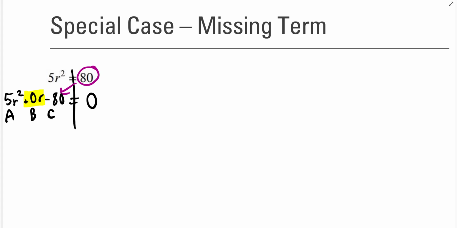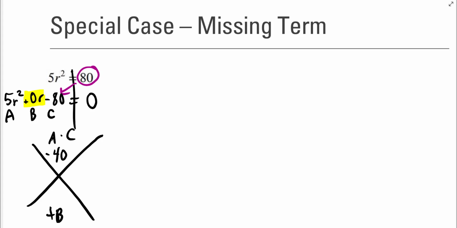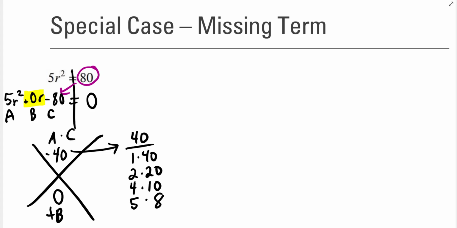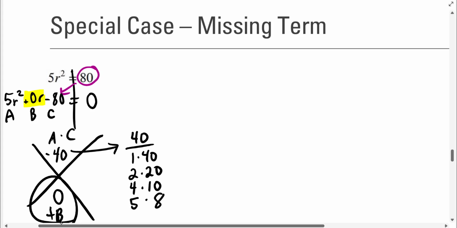Okay, if you don't put that 0, the placeholder, you're not going to be able to identify A, B, and C correctly. Okay, so now let's just try the x method just to show you how it does not work when we use the quadratic formula. So A times C would be negative 40, and then B would be 0. So I'm going to do factors of 40. 1 times 40, 2 times 20, 4 times 10, 5 times 8. Okay, none of these options are going to get me to 0. So this way does not work. I have to do the quadratic formula.